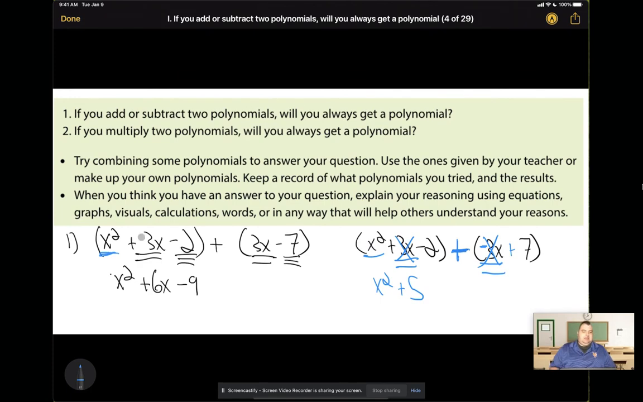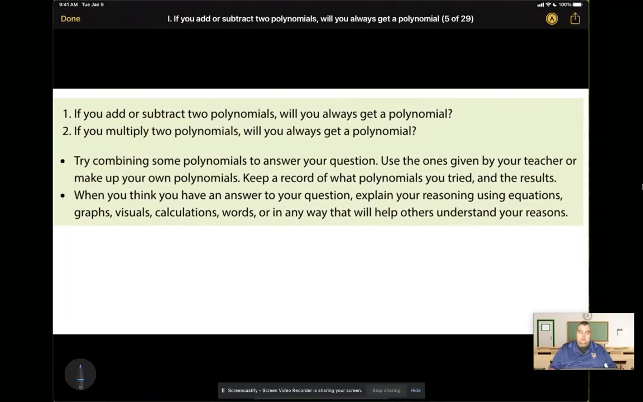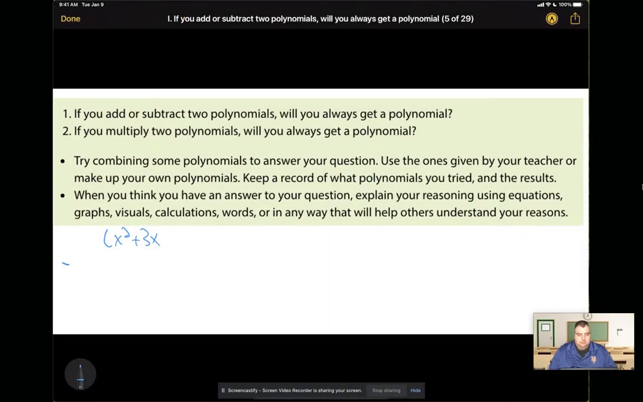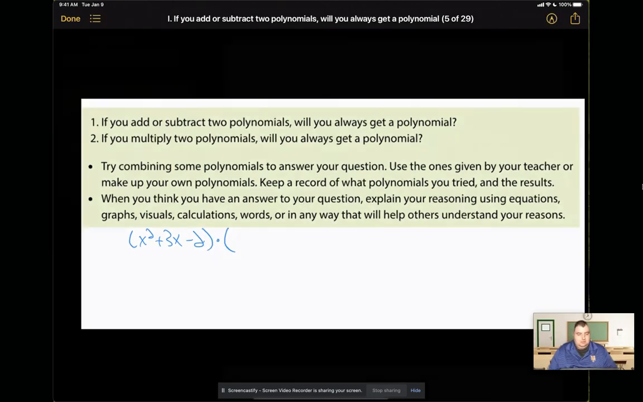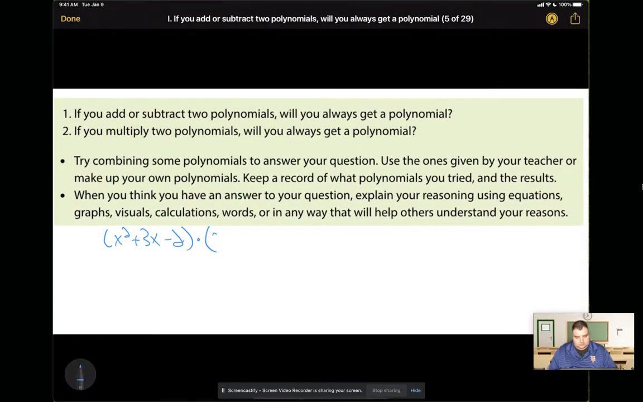Okay. Now, number two, if you multiply two polynomials, will you always get a polynomial? So now I'm going to take these two polynomials I have, x squared plus 3x minus 2 and 3x minus 7, and now I am going to multiply them. So x squared plus 3x minus 2 times 3x minus 7.